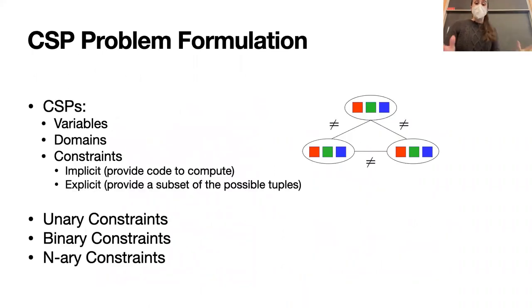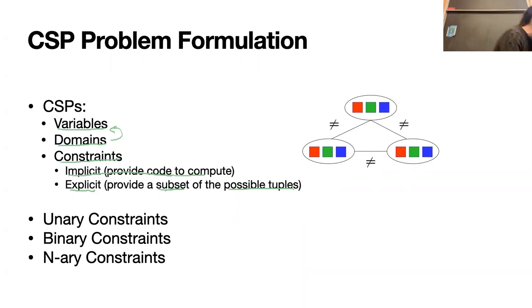So a CSP is a special form of a search problem, where we have a set of variables, a set of domains that the variables can take, and then a set of constraints. They can be implicit, where you have to write code to compute it, something like all diff, or that they can't be in the same row, or they can be explicit, where you provide a subset of the possible tuples.